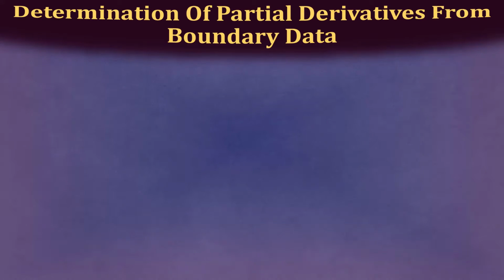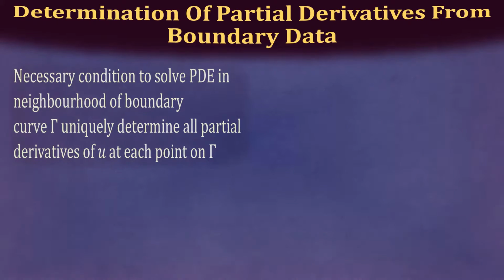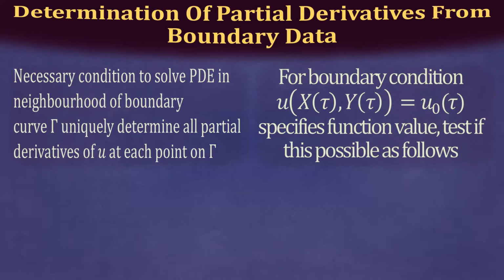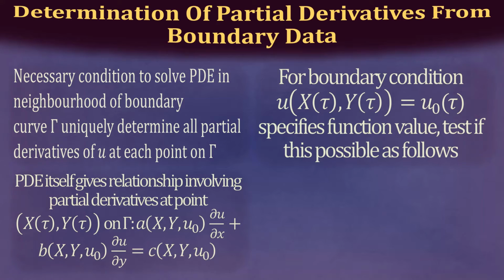Next, let's discuss the determination of partial derivatives from boundary data. A necessary condition for us to be able to solve a PDE in the neighbourhood of the boundary curve gamma is that we can uniquely determine all the partial derivatives of u at each point on gamma. For the boundary condition u(x(tau), y(tau)) = u0(tau) that specifies the function value, we can test if this is possible as follows.